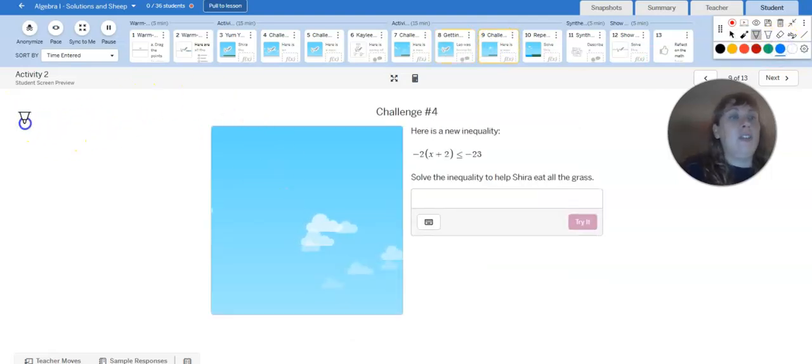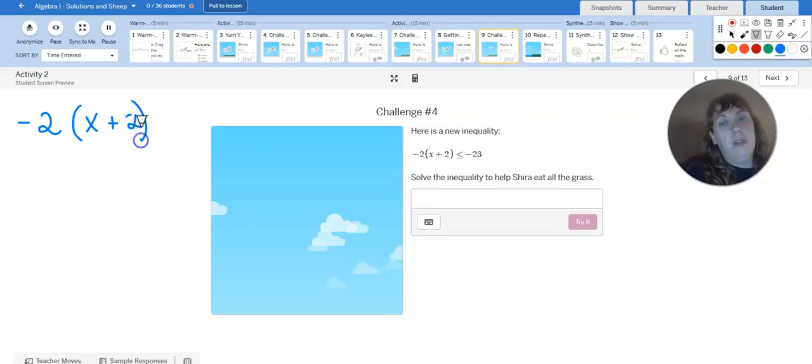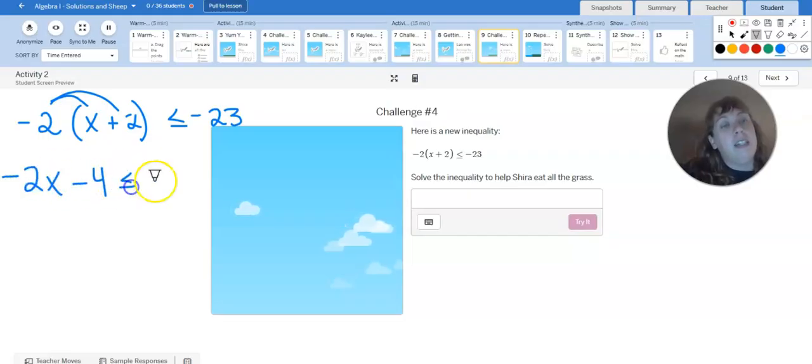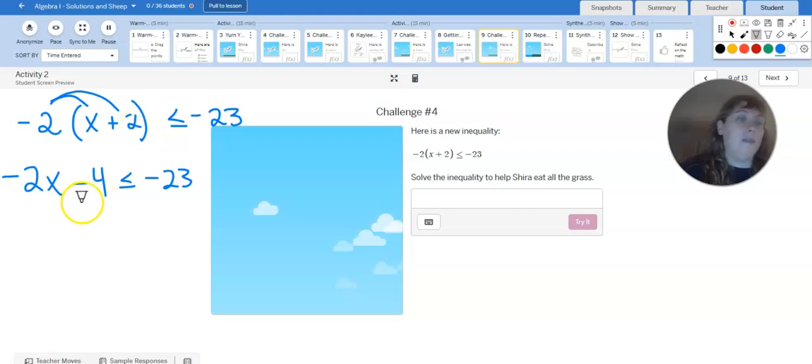This next slide says, here's a new inequality. We have negative 2 that's being multiplied in the front by x plus 2, and that is less than or equal to negative 23. Now, first thing I'm going to do is distribute this negative 2 to get negative 2x minus 4 is less than or equal to negative 23. All right, negative 2 times x is negative 2x. Negative 2 times 2 is negative 4.